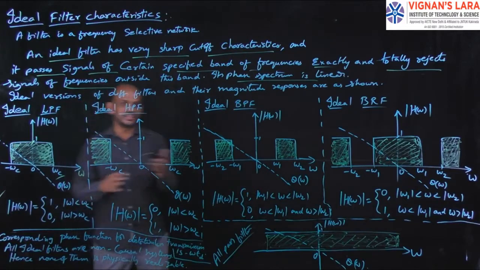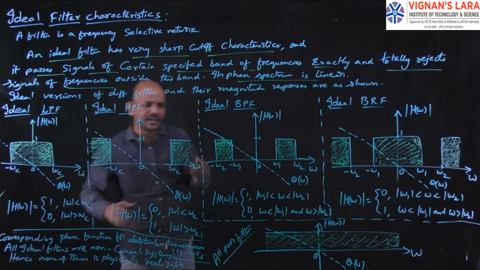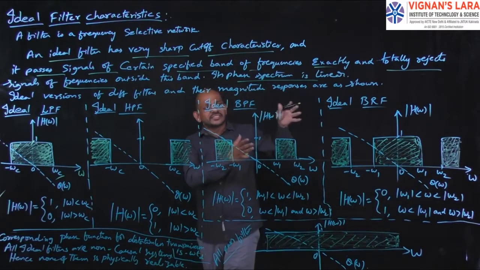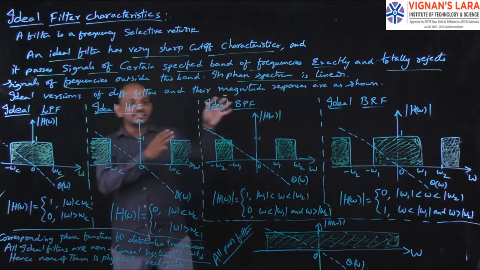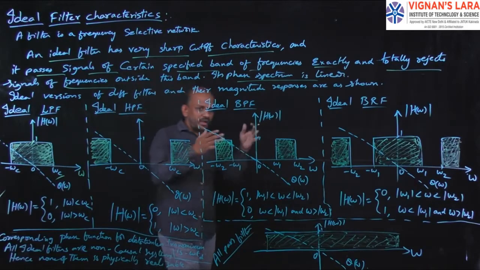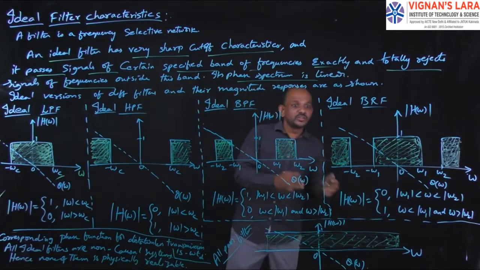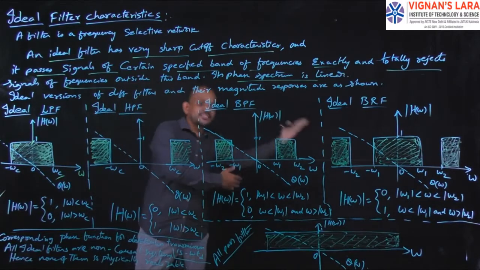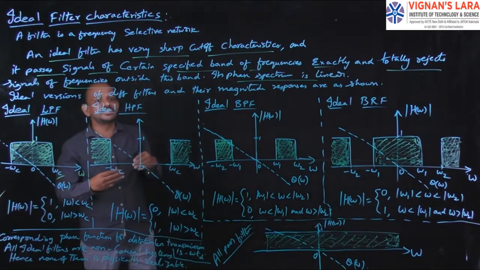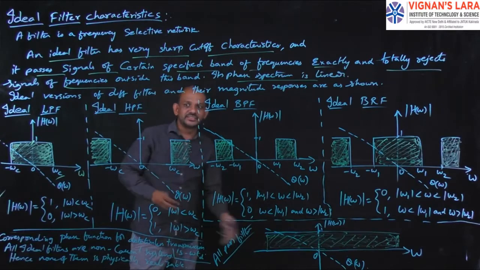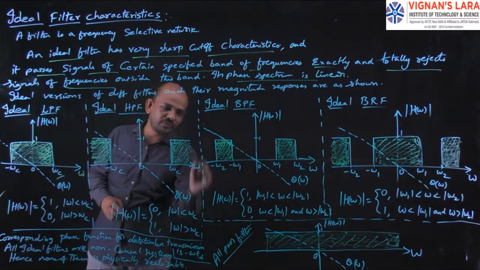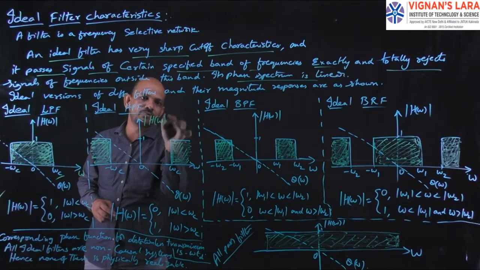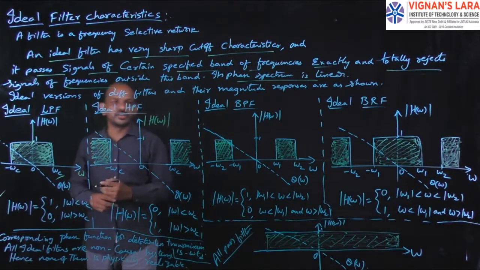In the same way, come to the ideal high pass filter. It will pass only the high frequency signals, and there also there is a cutoff frequency omega c. It will allow the signals having frequencies greater than omega c, and the frequencies less than omega c it will totally reject. As shown in the figure, here also I have drawn the graph for omega and mod of H of omega, that is, the magnitude of the transfer function.